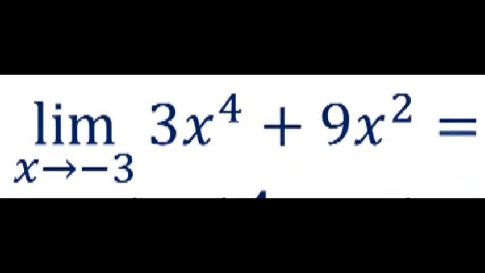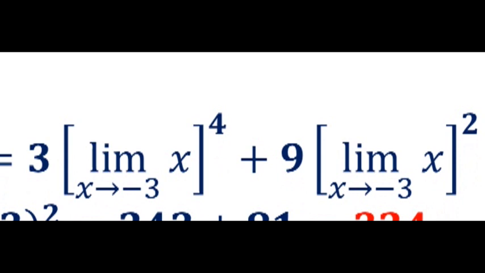Last example. Limit of 3x raised to 4 plus 9x raised to 2 as x approaches negative 3. Separate the two terms by the addition theorem. Okay, limit of 3x raised to 4 as x approaches negative 3. And as you notice, since we have a constant 3 in here, I move it forward and then proceed to theorem number 8. Right, 7.